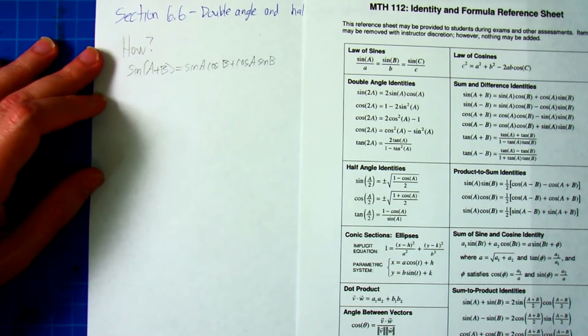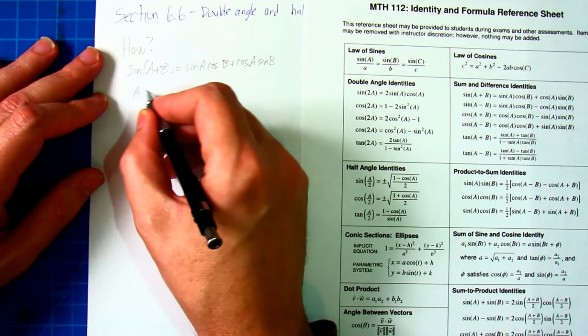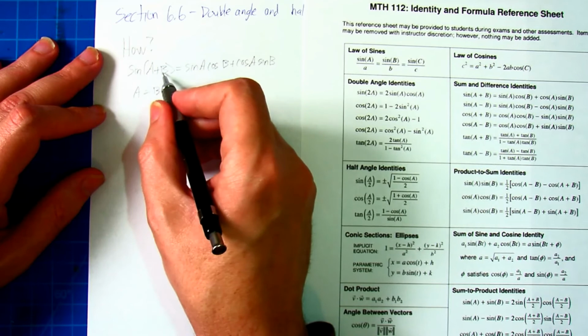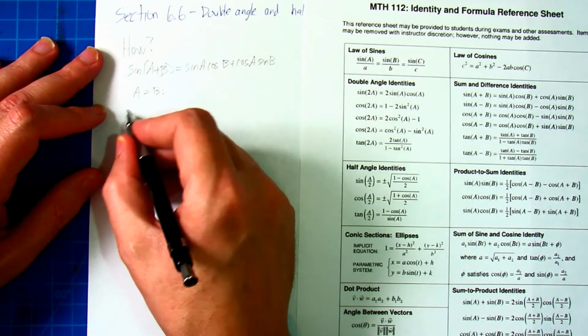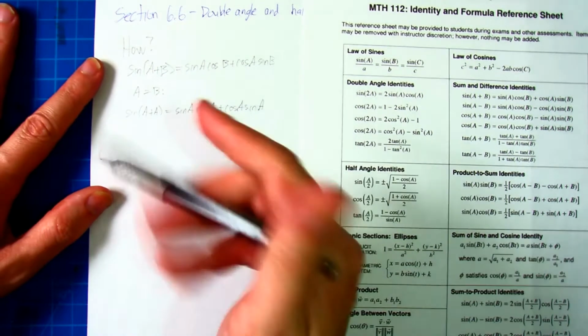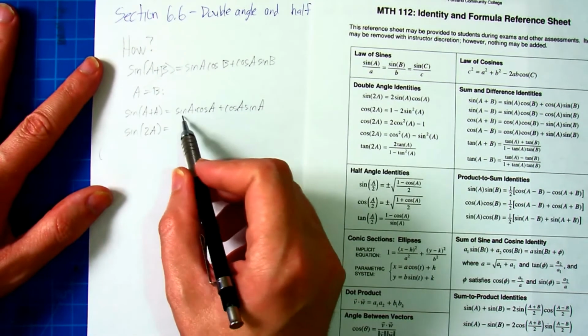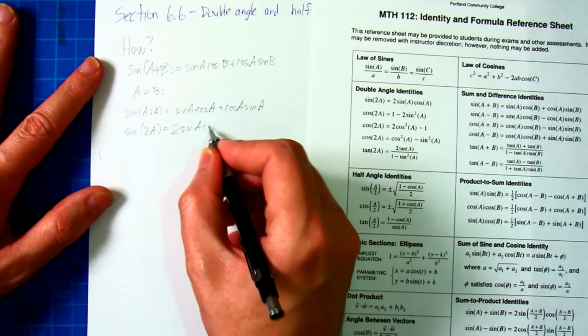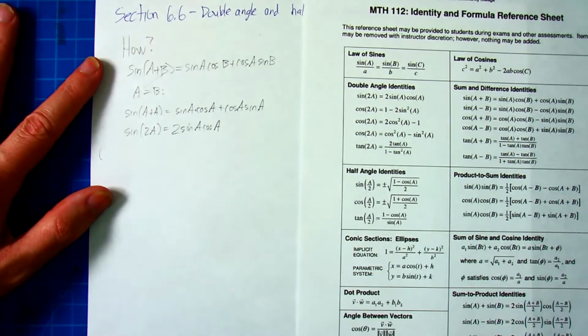Now, all you have to do is say, let's pretend a equals b, and substitute into the formula. So instead of a plus b, you have a plus a. Here, these are like terms. They're just in a different order. So if you add them together, you just get 2 sine a cosine a. And that's really all there is to it.